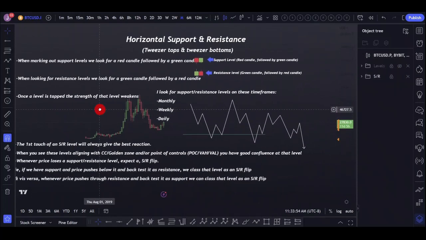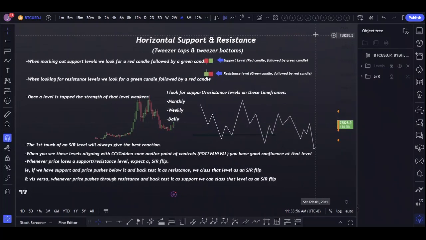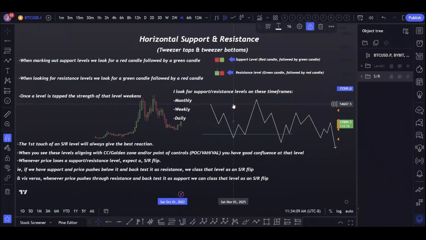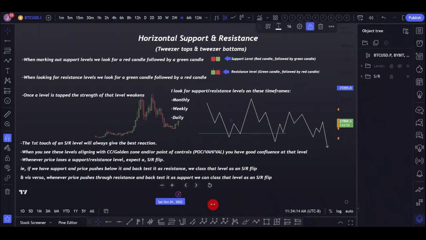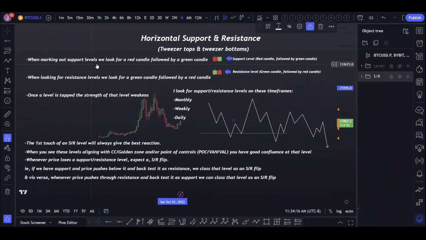All right, so let's wrap it up and go through the rules one more time. All right, so horizontal support and resistance. Let's just do a review. What we're looking for are tweezer tops and tweezer bottoms. When marking out support levels, we look for a red candle followed by a green candle, like you see in the example here. When looking for resistance levels, we look for a green candle followed by a red candle, as in this example here.